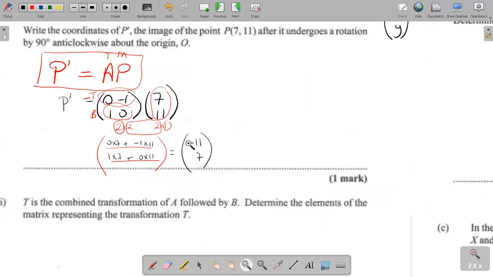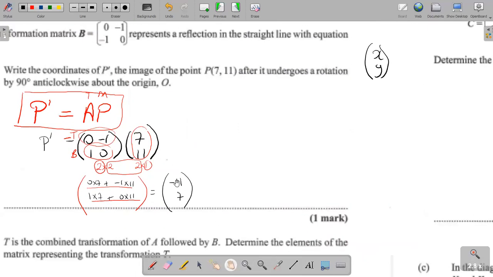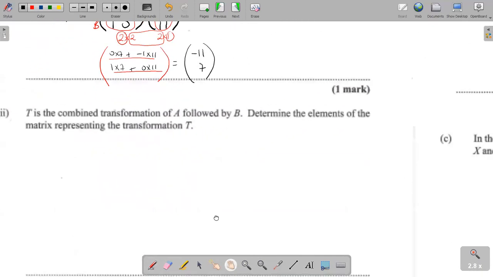So they didn't ask us to leave it like that. They asked us for the coordinates. So you see how the points there, we just got to rewrite this back like that. So if P is this, that means P prime is equal to negative 11, 7. So that's your answer. Literally, guys, that's it. Do not stress yourself. Matrix transformation is just multiplying by matrices. Okay? So let's do the second one.